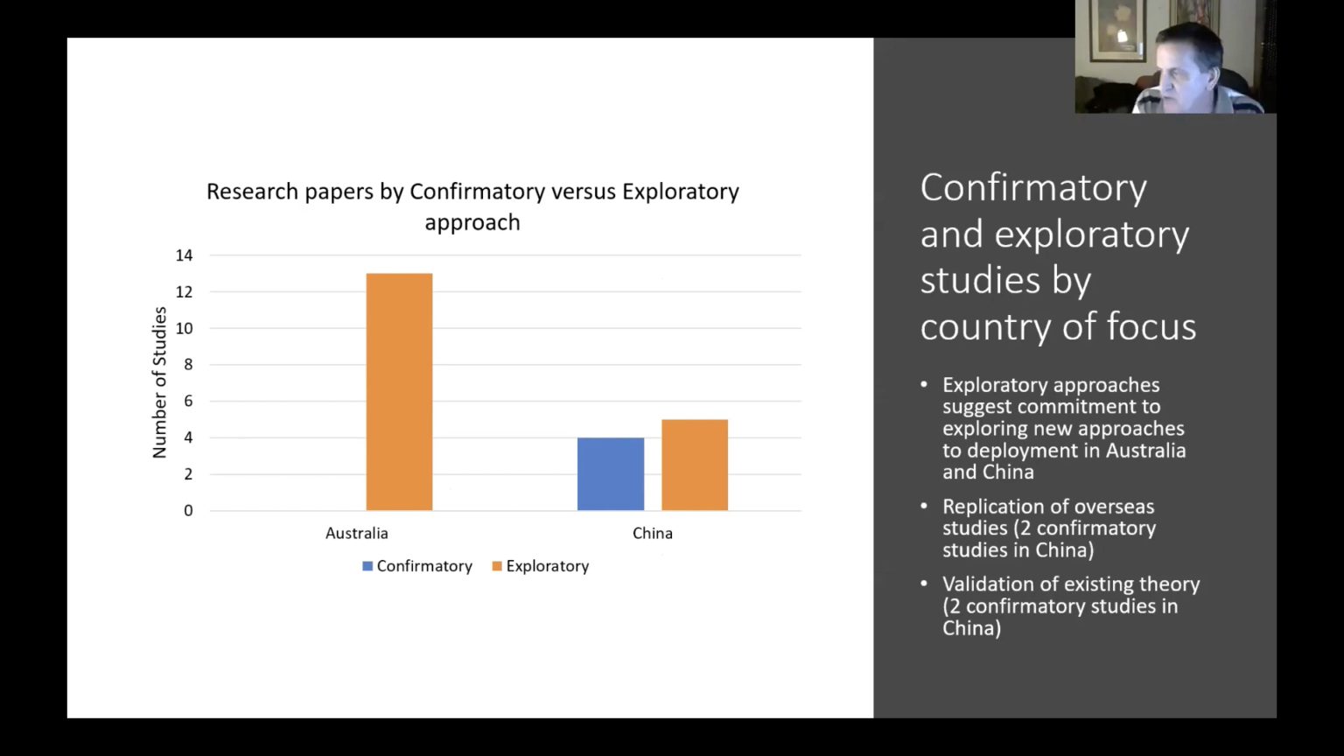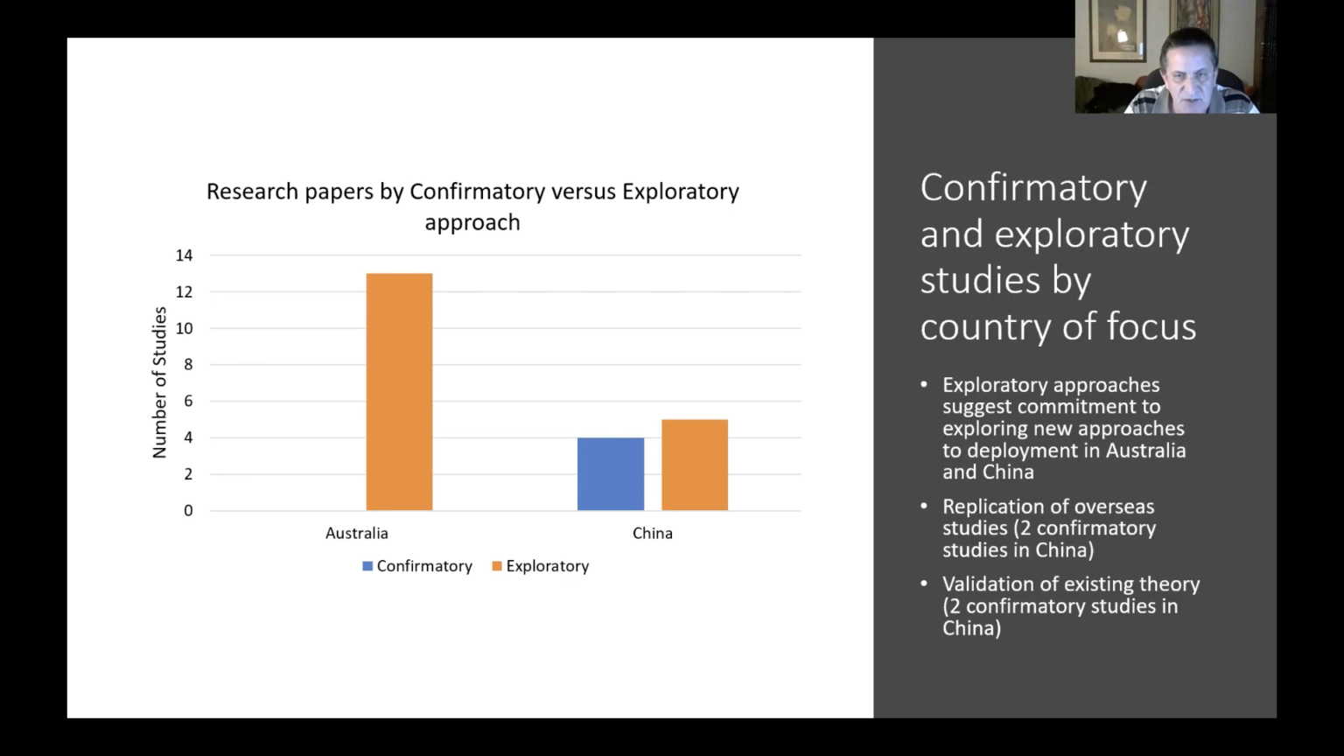Confirmatory and exploratory research by country of focus. So here we're looking at what are the motivations for a particular research effort. And interestingly, you can see that in Australia, they were all exploratory, but there were 4 confirmatory papers that came out of the review of Chinese empirical research. Now, little note that I've made there, exploratory approaches suggest commitment to exploring new approaches.